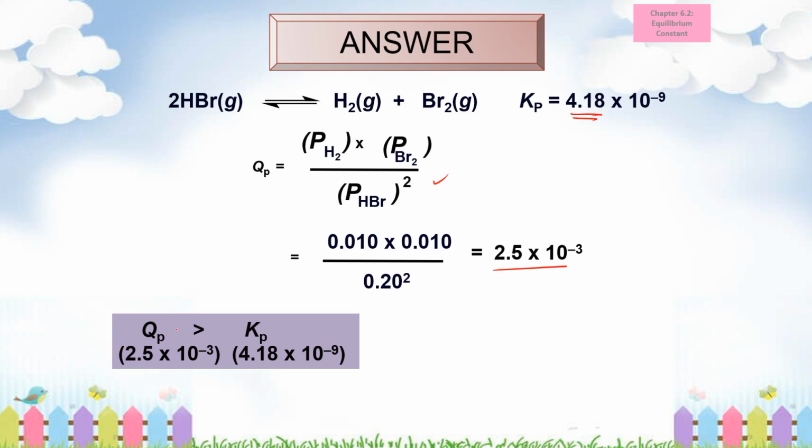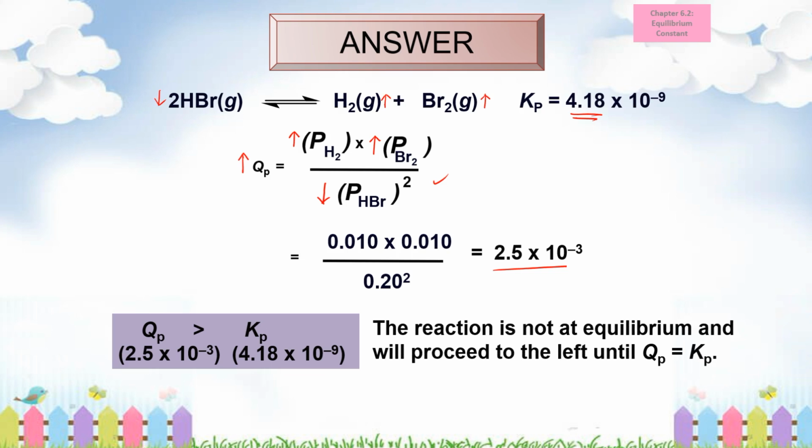We can see that the value of QP is bigger, which means the partial pressure of the reactant is lower, while the concentration of the product is high. So the system is not at equilibrium. This is the answer for the first question. And in which direction? Of course, it will shift to the left side in order to form more reactants, so that the pressure of the reactant will increase.